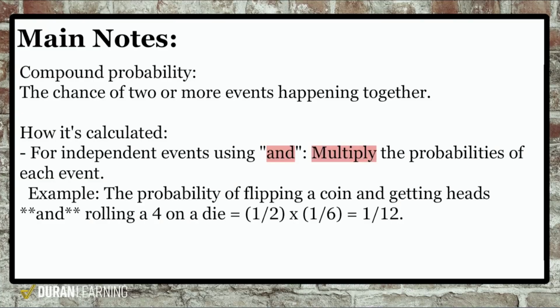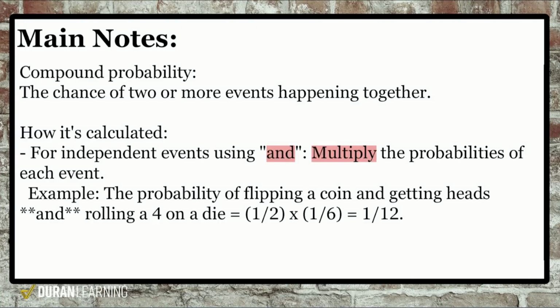All right, so let's go over the compound probability notes. Compound probability, here's generally what this means. Compound means more than one. So compound probability is the chance of two or more events happening together. There are plenty of different situations that we can construe this in, but here's how we're going to calculate it. Let's say you have two events that you're trying to find the probability of happening at the same time.